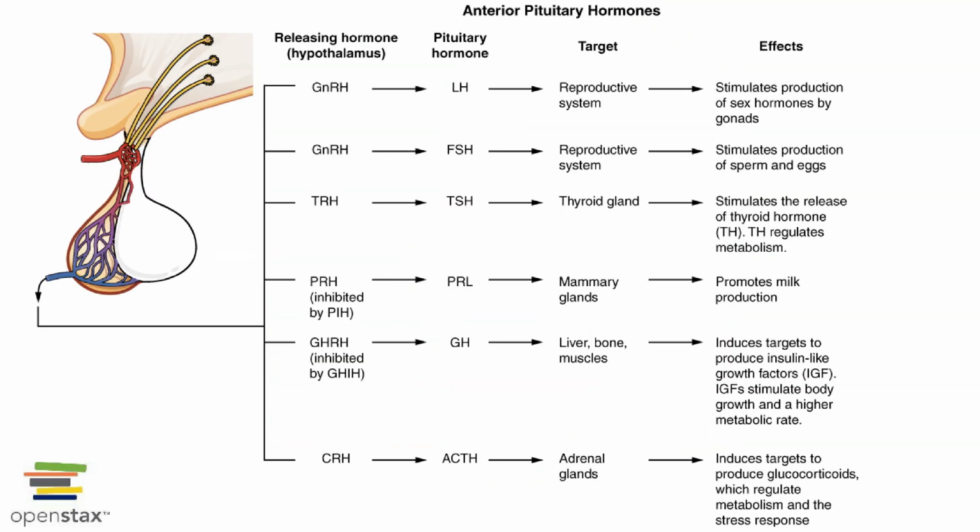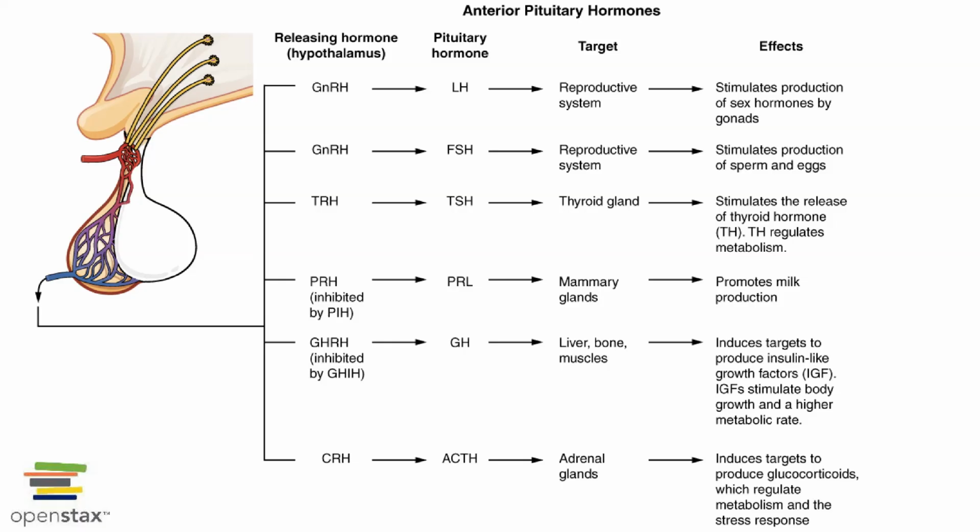Prolactin-releasing hormone, or PRH, stimulates the anterior pituitary to release prolactin. Prolactin, abbreviated PRL, stimulates the mammary glands to produce milk. This is different from the action of oxytocin. While prolactin promotes milk production, oxytocin stimulates milk release during suckling.